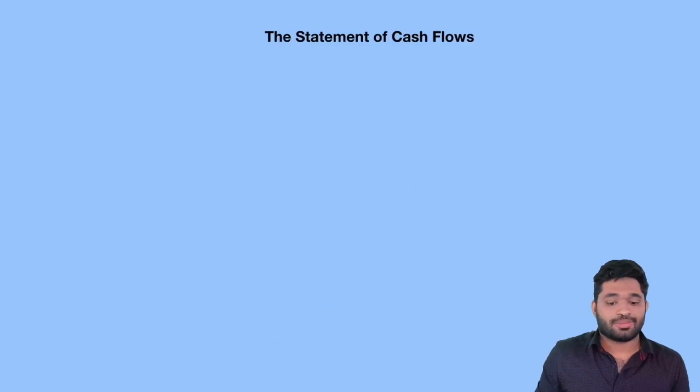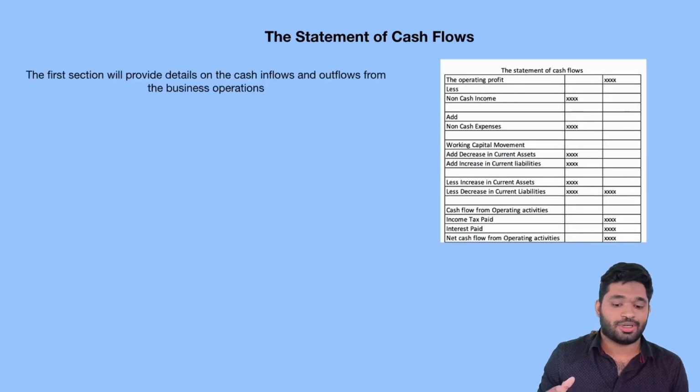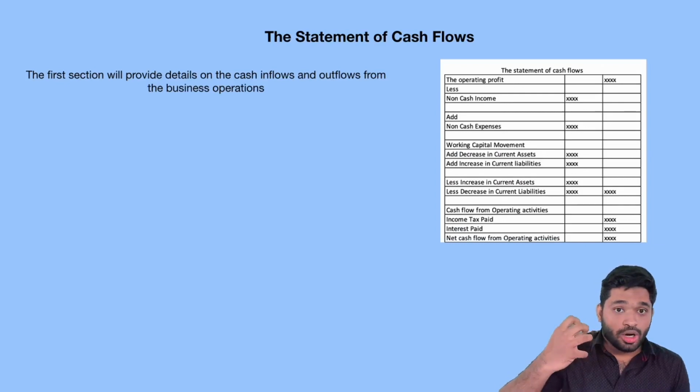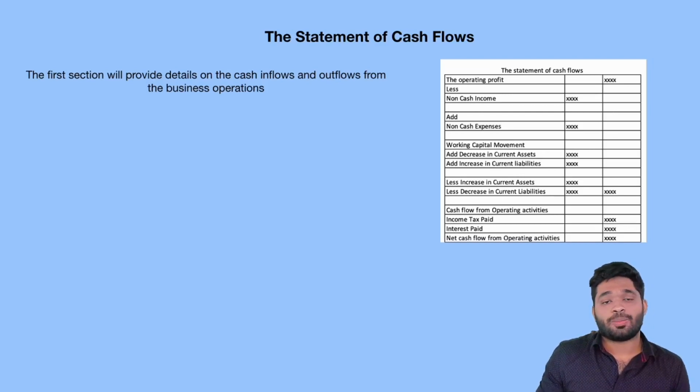Now let's look at the statement of cash flows. The statement of cash flows will show the movement of cash within the organization during a certain time frame. Okay. Now the first section of the statement of cash flows will look at the cash flows that are generated from the operating activities of the business. Now, to calculate the operating cash flows, there are two methods. One is the indirect method and the other one is the direct method.